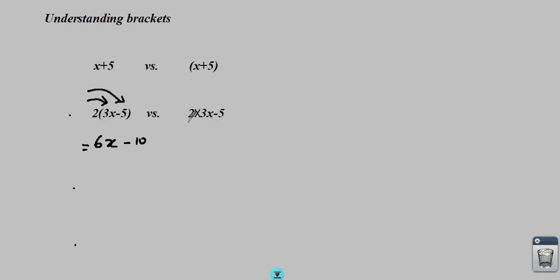However, 2 times 3x minus 5 without the brackets means that the 2 is multiplied by the 3x only, and this is 6x minus 5. Also, negative 4 times the quantity 2x plus 3 inside brackets. Remember that you multiply the negative 4 by 2x, which gives you negative 8x. Negative 4 times 3 is negative 12, so there's a minus 12 here.